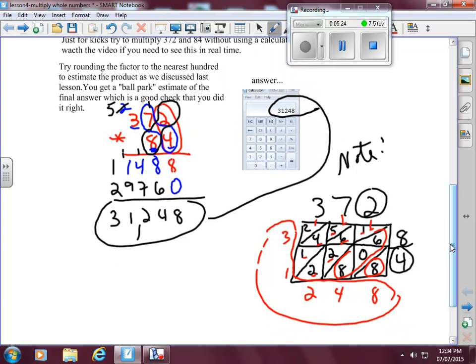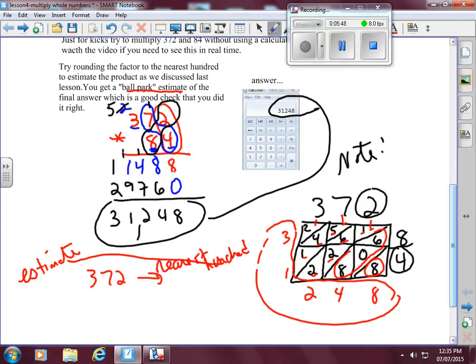I did want to mention the ballpark estimate. Last lesson we talked about getting a ballpark estimate of the right answer using rounding and estimation. Estimation is a great way to know that your answer is in the right ballpark, right? So if we estimate 372, go ahead and round that to the nearest 100. Well, that's awfully close to 400, right? And take 84 and round that to the nearest 100. Well, that's awfully close to 100.